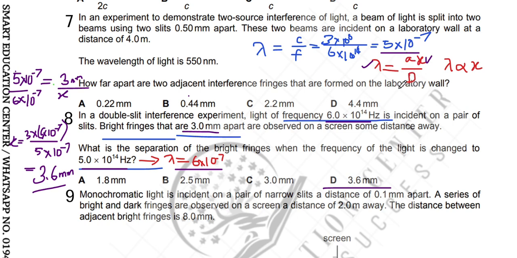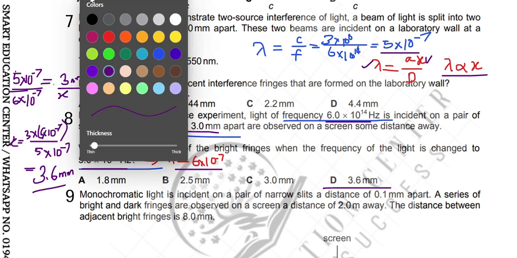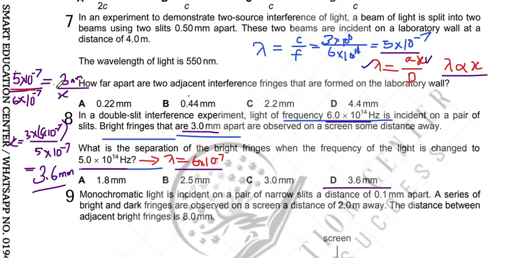So what we do is use the unitary method. We know that by this equation we can notice that lambda is directly proportional to the fringe difference. So we can say when the wavelength was initially 5 times 10 to the power negative 7, at that time the fringe difference was 3 millimeters. And when we change this to 6 times 10 to the power negative 7, what would be the value of fringe difference? We put this as x. If you solve this, you get 3.6 times 10 to the power negative 3, and according to that, the answer is D.